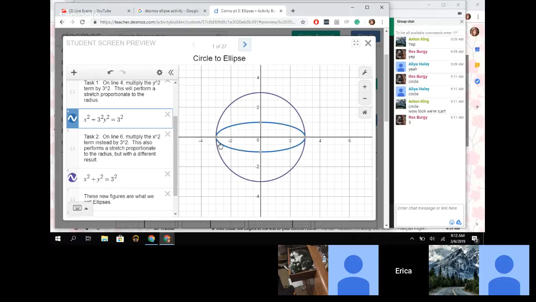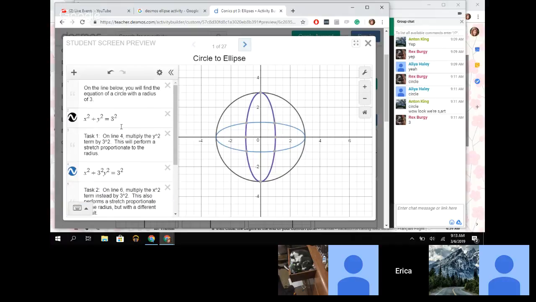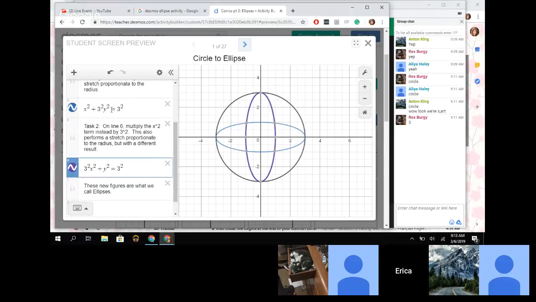And this is close to what we're talking about with ellipses, right? Also, if we did the same thing and multiplied the x squared term by 3 squared, it's going to stretch the circle, but a little bit differently. It's going to stretch the circle this way. So then you end up with a really cool looking shape on Desmos, right? Basically, this is showing you that if you take the basic circle equation and multiply either the y squared term or the x squared term by the radius squared, you get the stretching of your circle.